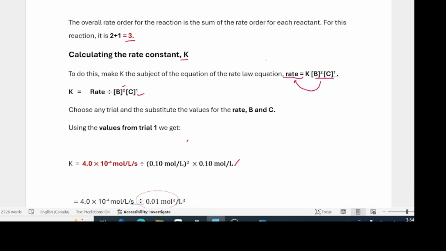We know that rate is equal to K times the concentrations of B to the exponent 2, C to the exponent 1, just doing that for convenience there. Therefore, to find what K is, we'll take the rate and divide it by this expression here. Take any rate. So this is the deal here, that's it. Now we're using values from trial 1. Let's go to the table now and see what these values are.